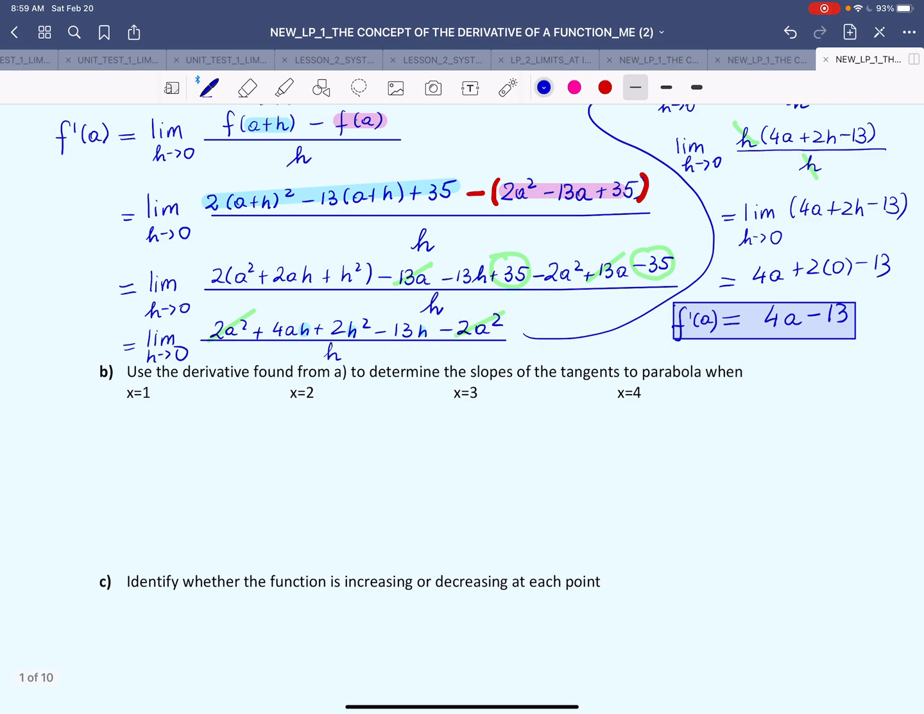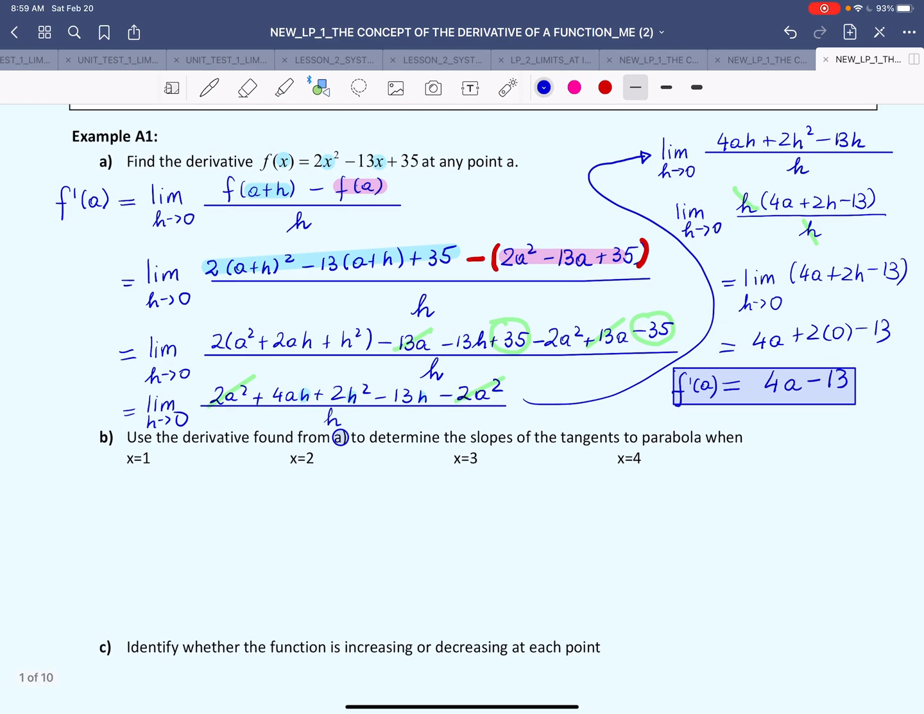So the second question is asking us to use the derivative that we found from part a, the derivative that we just found here, in order to determine the slopes of the tangents to the parabola when x equals 1, 2, 3, or 4. So in other words, we're given here that a equals 1, which means f prime at 1 would equal 4 times 1 minus 13. So this would equal 4 minus 13, negative 9.